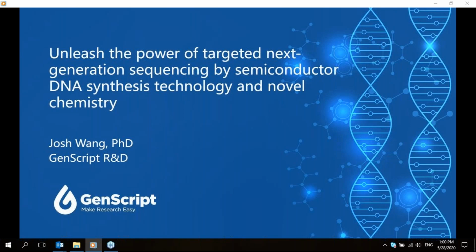Today's topic is Unleash the Power of Target Next Generation Sequencing by Semiconductor DNA Synthesis Technology and a Novel Chemistry.